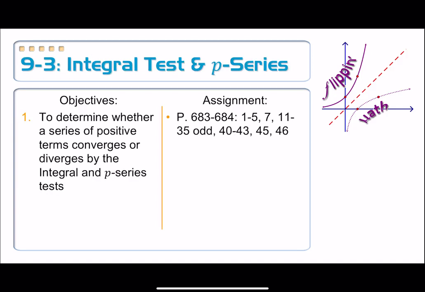So in order to perform the integral test, remember that you have to have positive terms and you're replacing them with a function that must be positive, continuous, and decreasing. Then you take the improper integral from 1 to infinity of that function, and if it converges, your series converges. If it diverges, your series also diverges. And then for the p-series, you just take a look at the power p. If it's bigger than 1, your series converges. If it's between 0 and 1, including the number 1, then it diverges.